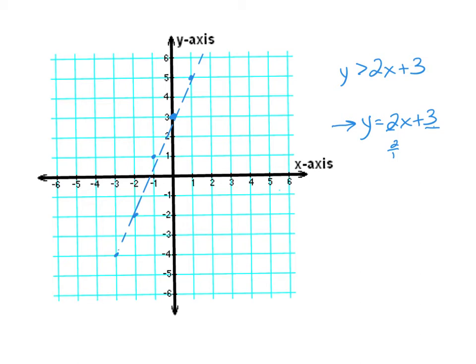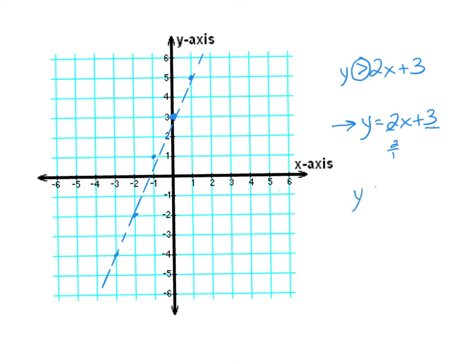And maybe I'm not going through all the points perfectly, but you certainly get the idea. So now my line looks something like that. But because once again this is not equal to, I have a dashed line. The dashed line indicates that it does not include the points on the line. Now I just have to determine what side of the boundary line are the points that satisfy this particular inequality.